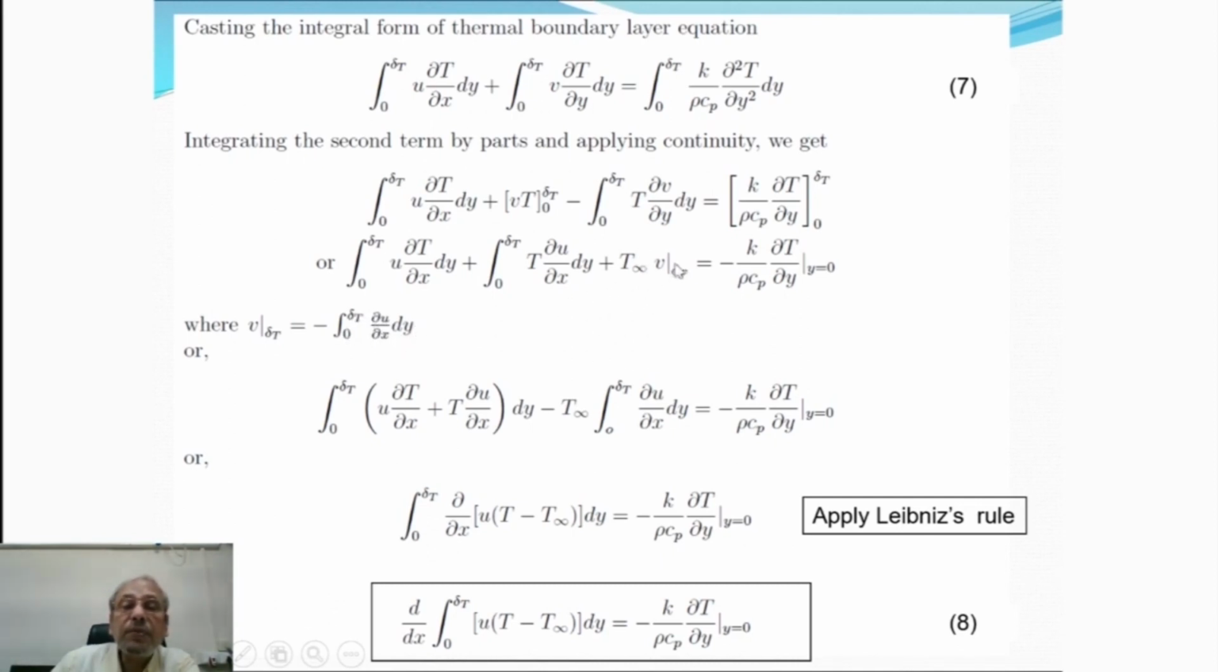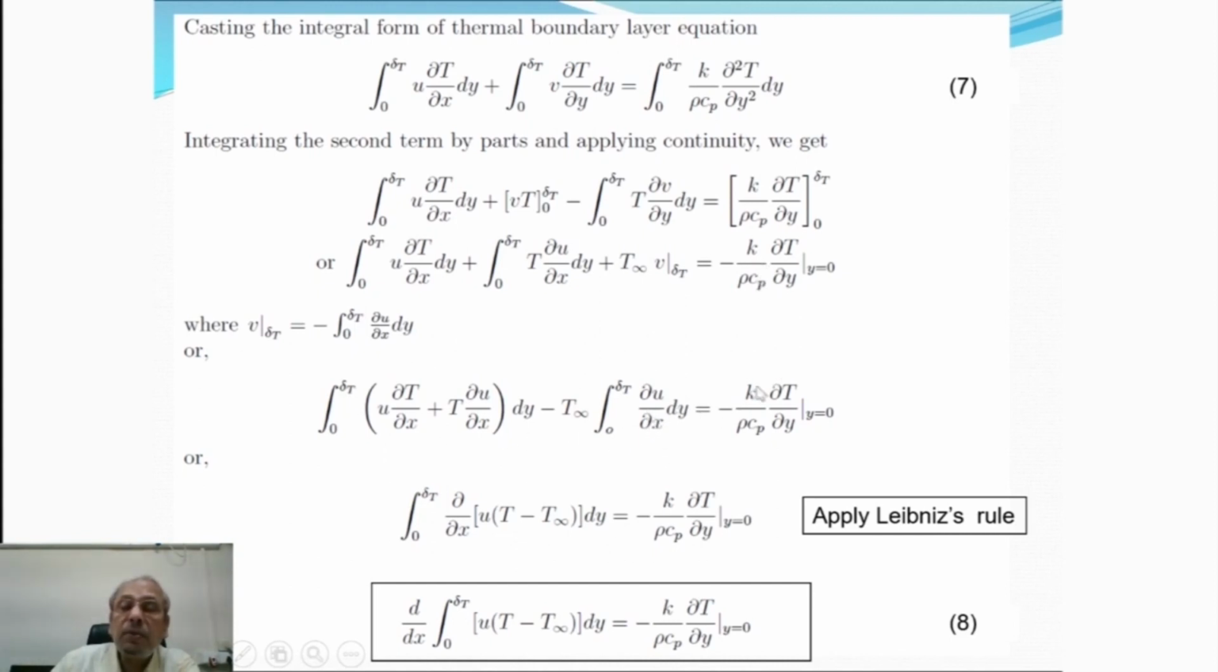So if we substitute v as this term, minus integration between 0 and delta t del u del x dy, then these first three terms we can combine as integration 0 to delta t u del t del x plus t del u del x dy, minus t infinity 0 to delta t del u del x dy. So the first three terms can be rearranged in this way.